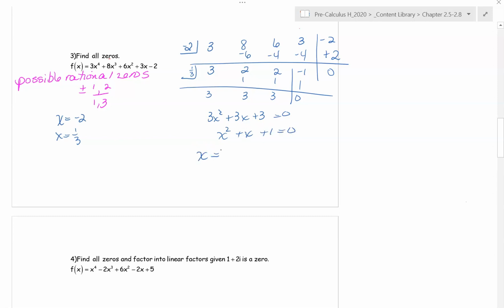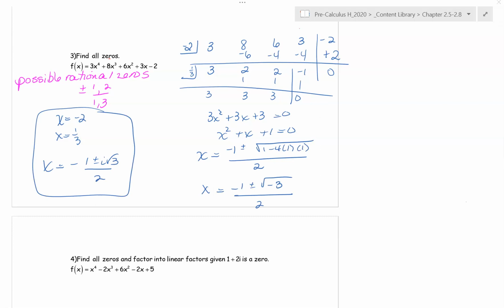So go ahead and pause the video and find the other two zeros using the quadratic formula. Go ahead and pause the video now. So we ended up with x equals negative 2 and x equals 1/3 as our rational zeros, and then we had some complex zeros, negative 1 plus or minus i root 3 over 2. All right, so again, if you notice, we started with a 4th degree, and we needed to whittle that down to a quadratic so that we could either factor or use the quadratic formula to find the last two zeros.